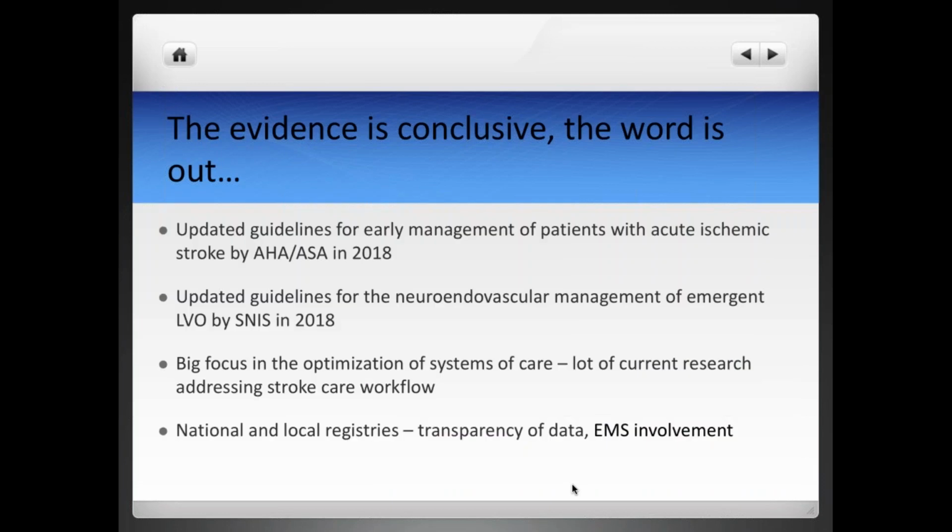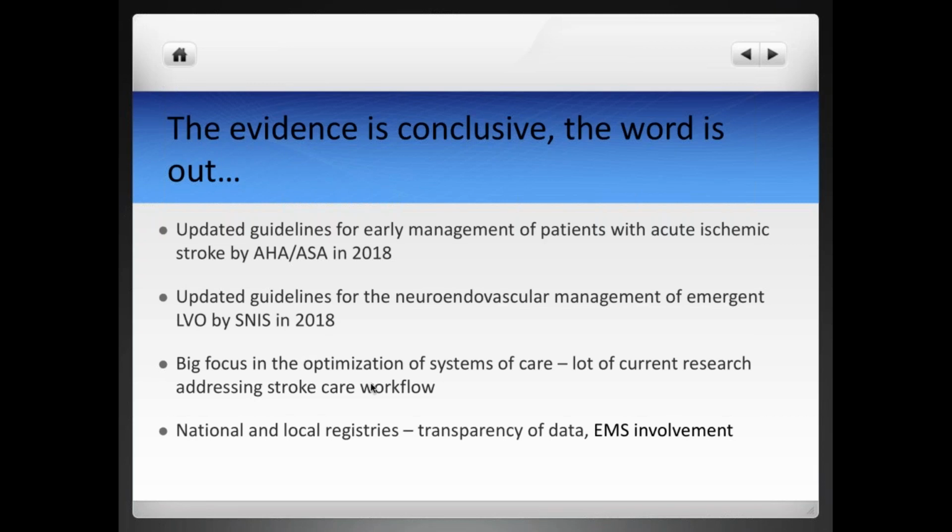So, as I said, some updated guidelines from the American Heart Association and the Stroke Association, some new guidelines by SNIS, and I'll invite all of you in your free time to browse through those guidelines to become familiar as well with all the stuff that's going on right now.